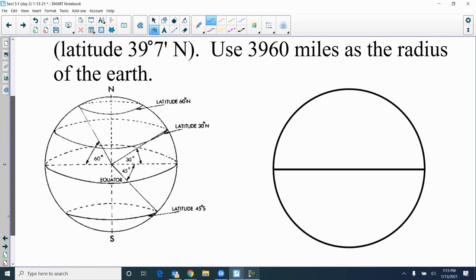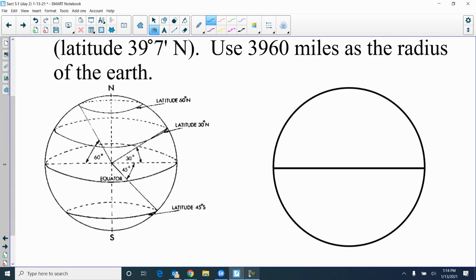Latitude. Now, I don't know what your background is with latitude and longitude. Latitude is the angle off the equator. So 30 degrees north means you measure 30 degrees off the equator, and you go to your spot here. So that would have a latitude of 30 degrees. A latitude of 60 degrees north means 60 degrees off the equator. 45 would be here. All right, how do we determine the Earth's circumference? Earth's radius is 3,960.